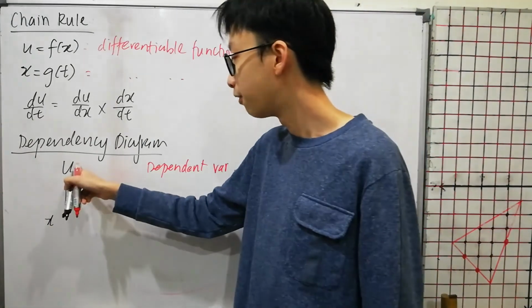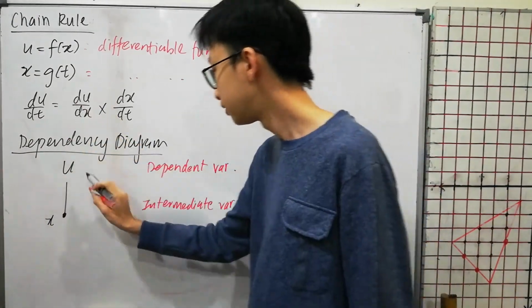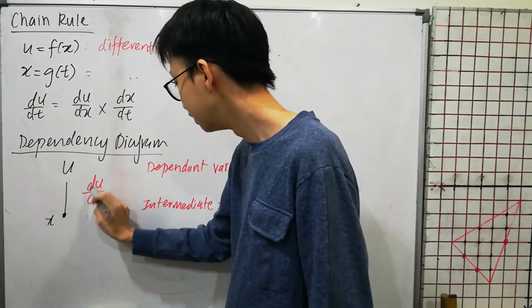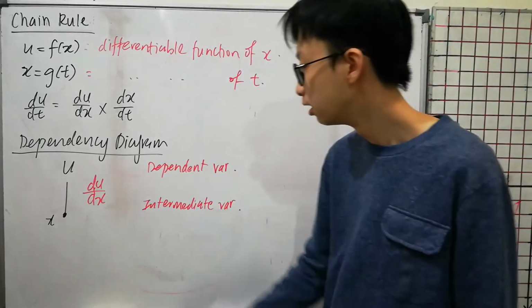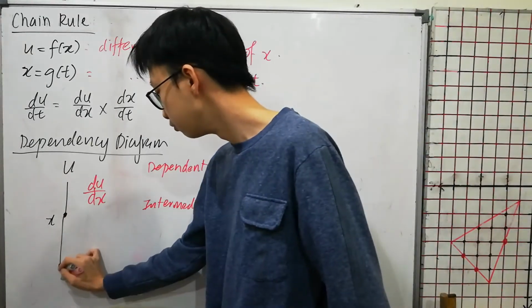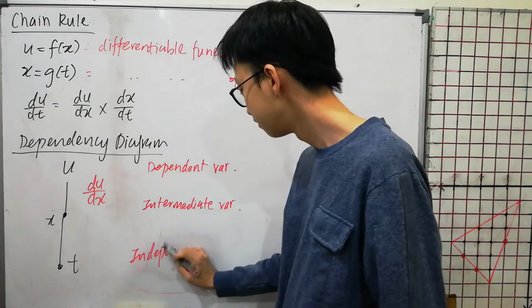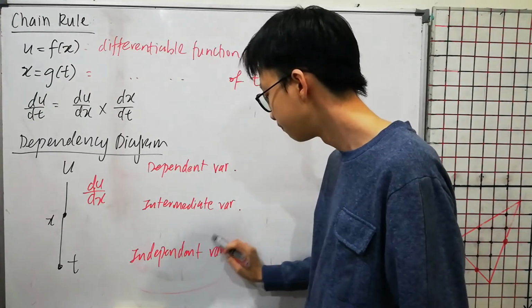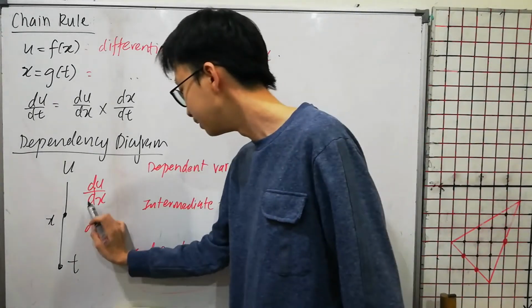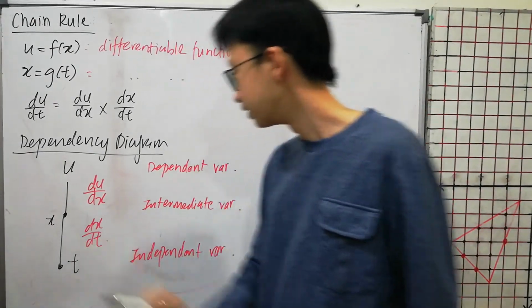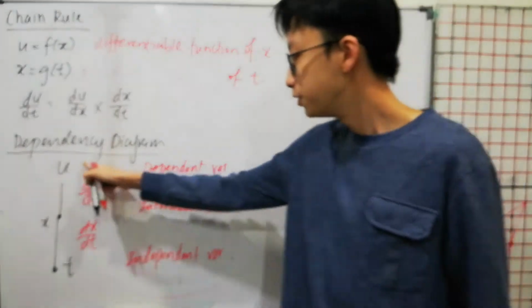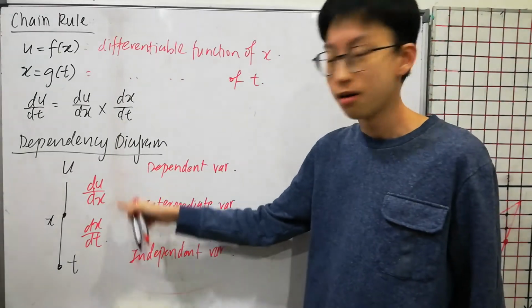Then how do we get from u to x? We take the derivative du/dx. Simple. Then from x to t, which is our independent variable, we just take dx/dt. And from u to t, we just need to multiply both of them.